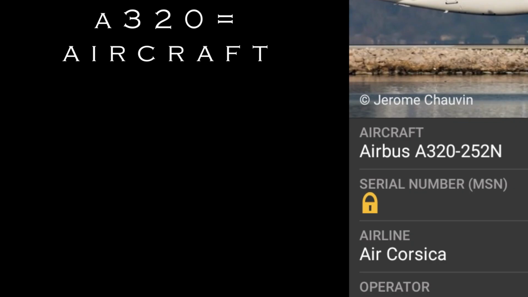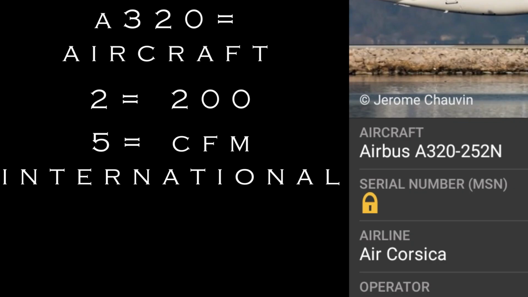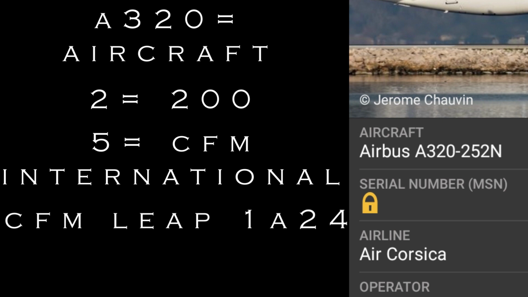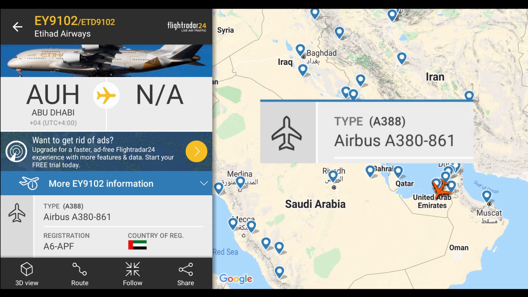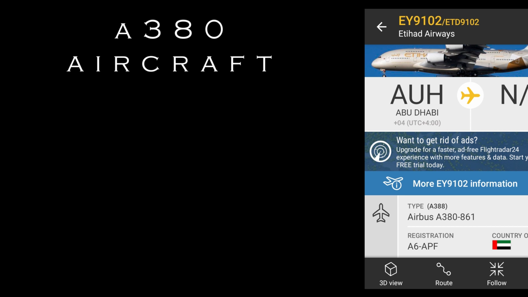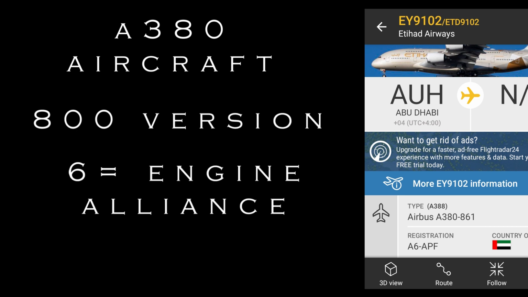Next example is A320-252N. A320 is aircraft name, 200 is version, 5 is CFM International and 2 is engine version, which is CFM LEAP 1A24, last N means new. Last example is A380-861. A380 is aircraft, 800 version, 6 means Engine Alliance and 1 is engine version, GP7270.